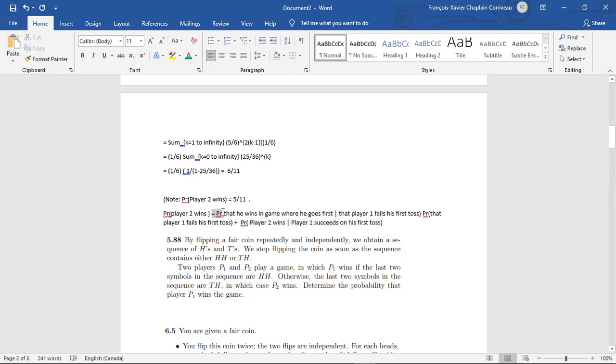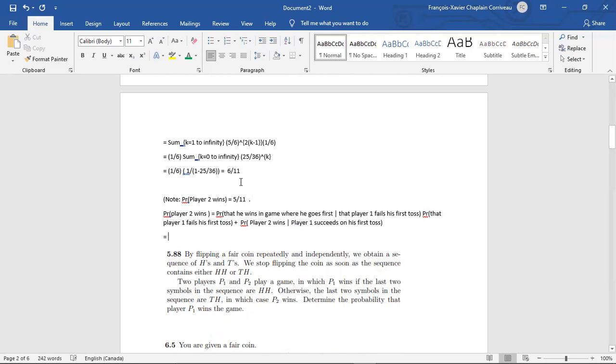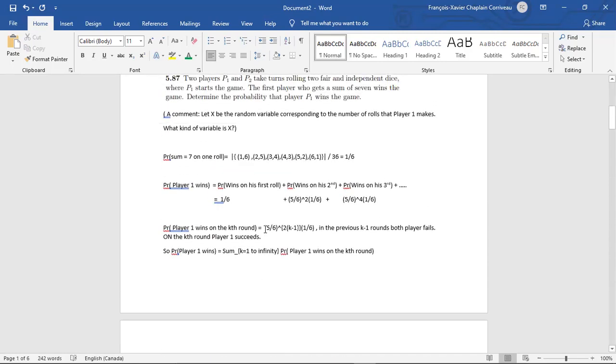So now I'm just left with the probability that player 2 wins in a game where he goes first, given that player 1 failed. But we know the probability of the first player to win. Player 2, even though in the initial game he was the second player, now that player 1 failed, is like the first player now. So this part we know from the previous part, and this part we know. That's 5/6.